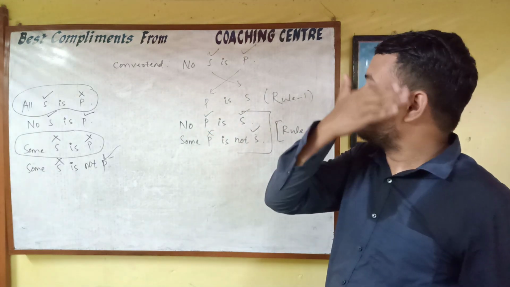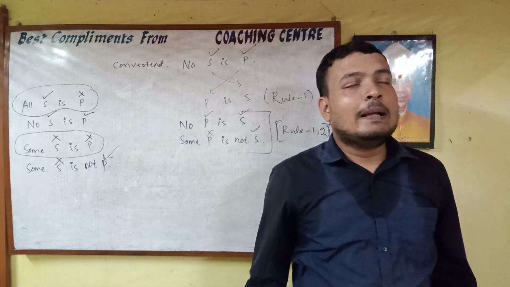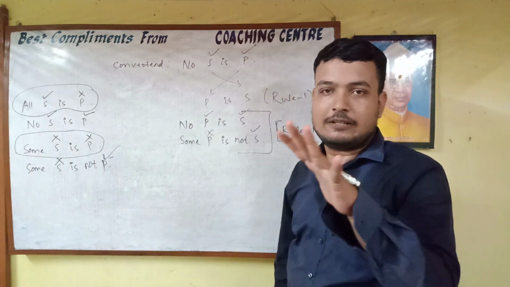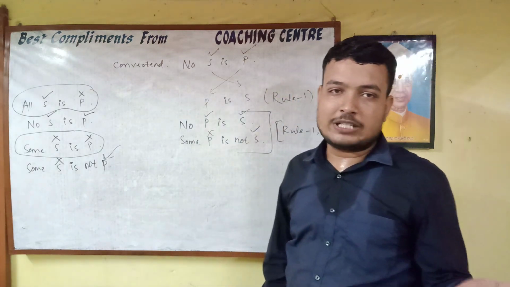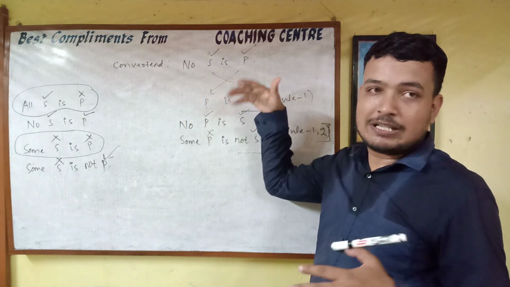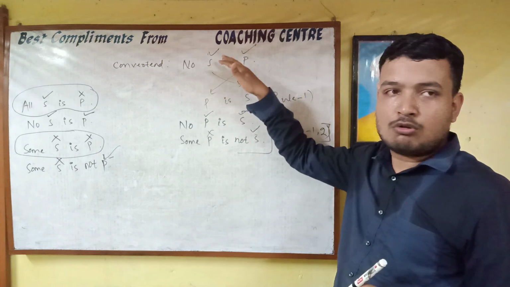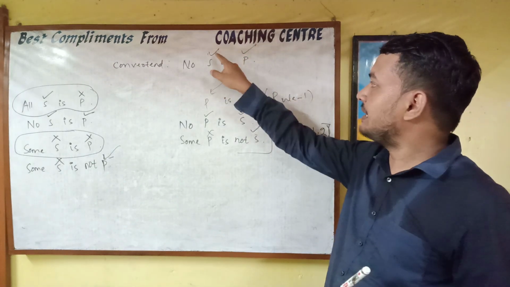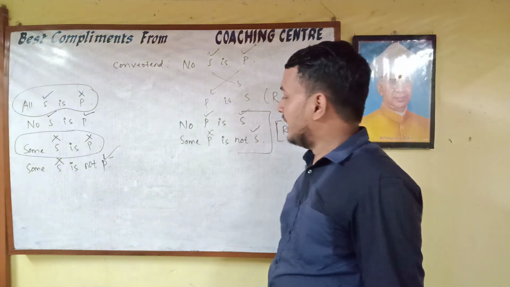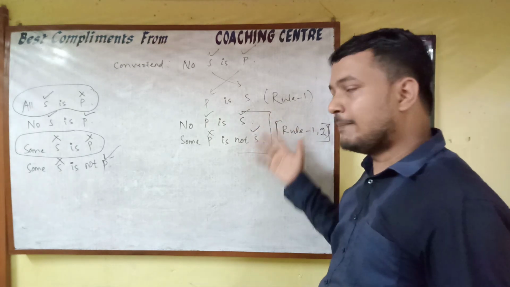As the rule suggests, rule 3 says an undistributed term in the convertant cannot be distributed in the converse. Here there are no undistributed terms in the convertant. S is distributed and P is also distributed. That's why we have no problem regarding rule 3.